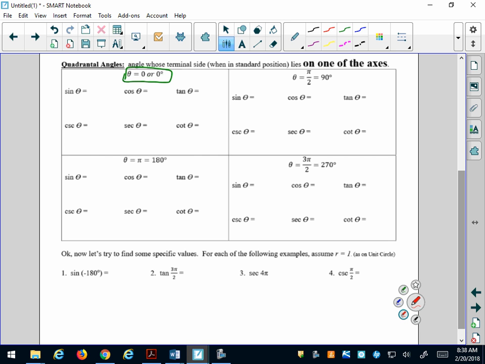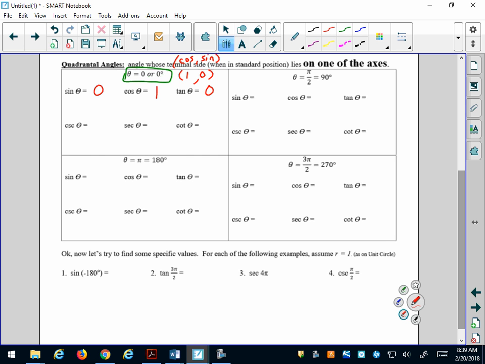What's the ordered pair at 0 degrees? 1, 0. So if we think of this as cosine, comma, sine, alphabetical, cosine, sine, then it becomes easy. What's the sine of theta? 0. What's the cosine? 1. What's tangent? Sine over cosine.